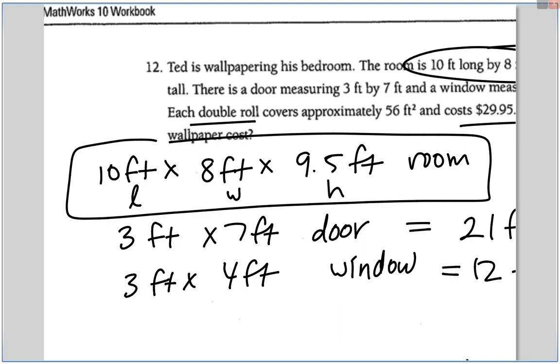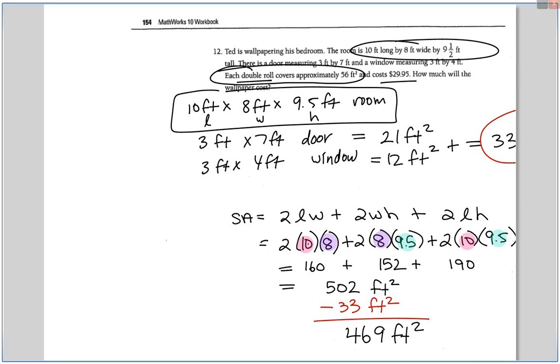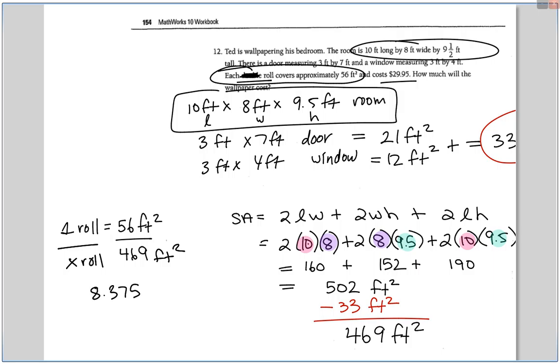Okay, now we got to analyze this statement here. Each double roll. I don't know what a double roll is. I wish it just said each roll. Let's just do that. One roll covers 56 square feet. We have 469 square feet. So how many rolls, X rolls of wallpaper? Cross multiply. I got like 8.375 rolls.